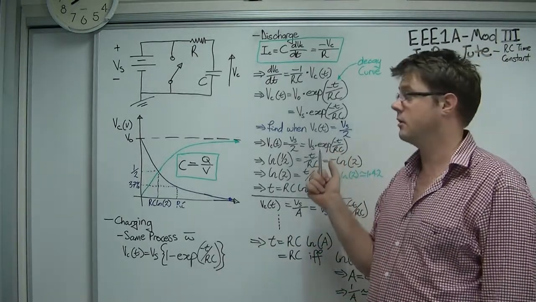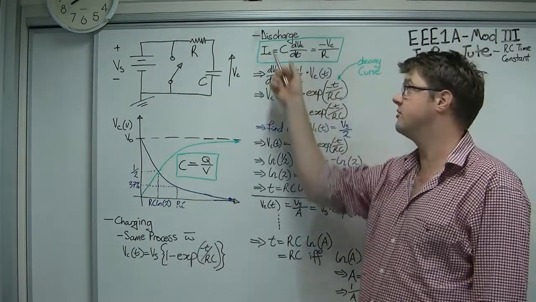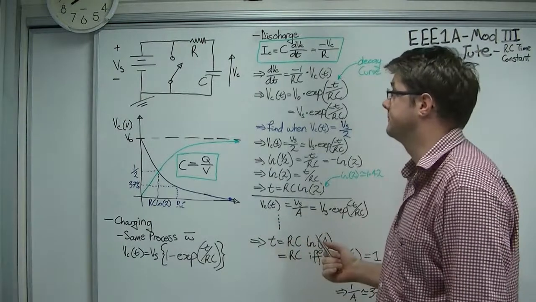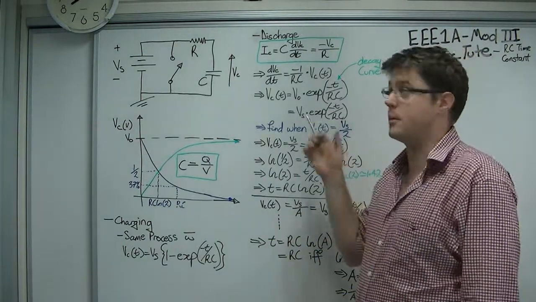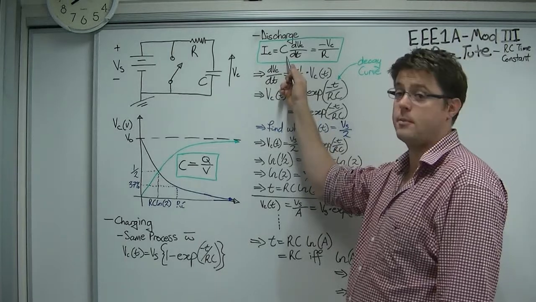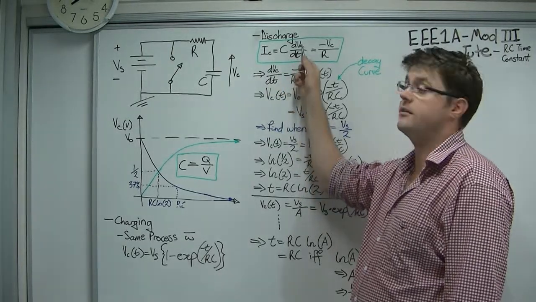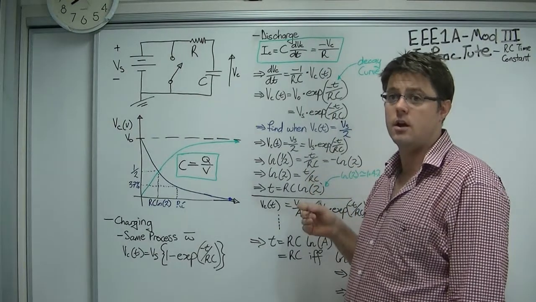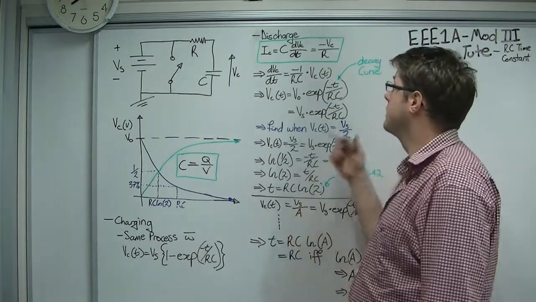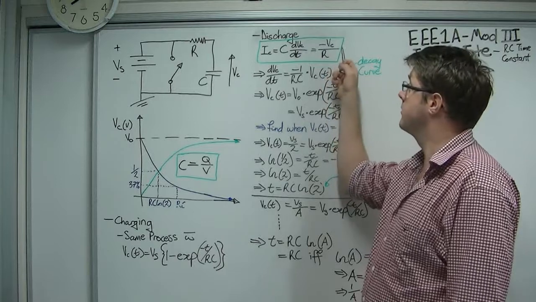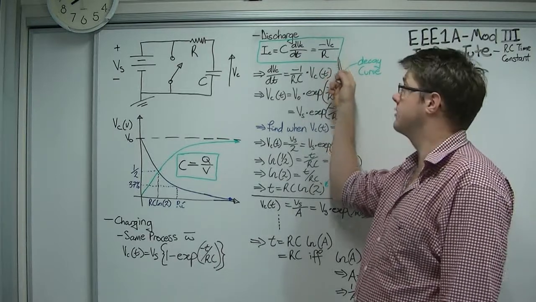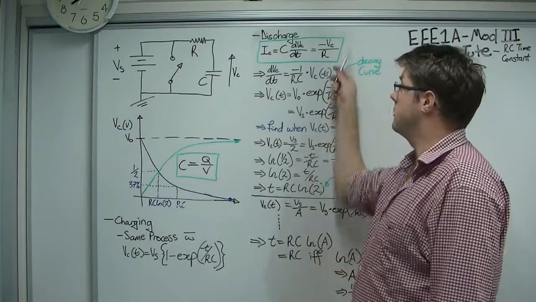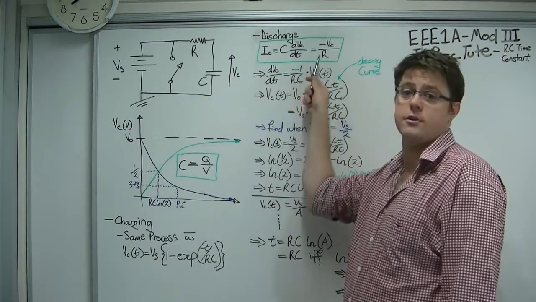We start with the discharge equation for a capacitor, because the maths is a little bit easier for this one. The current through a capacitor is given by the capacitance multiplied by dVc/dt, the voltage across the capacitor differentiated with respect to time, which is also equal to the negative of the voltage across that capacitor divided by the resistance in series with it. Some of you might recognise this as a first order differential equation.